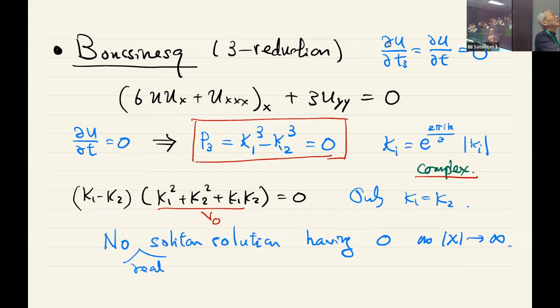Next one is the Boussinesq, the 3 reduction, where there is no t_3 dependence. So you have kappa 1 cubed minus kappa 2 cubed equals 0. But this solution is actually complex, so it's not really good because I'm dealing with real, regular soliton solutions. If you ask for the 3 reduction, there is no such soliton solution. Here I mean the soliton where u goes to 0 at the boundary, so as x goes to infinity, u goes to 0. Such a solution does not exist in Boussinesq because this is not the correct form. You have to do some boosts.